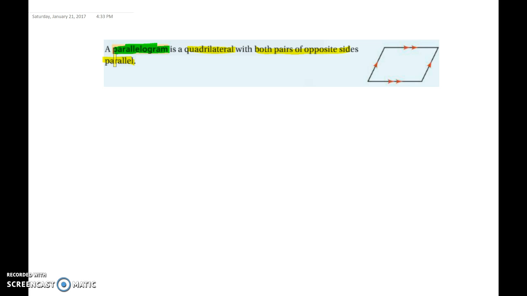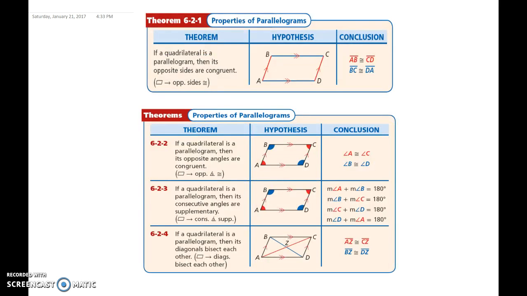Now, a parallelogram has other traits and characteristics. So you should pause this screen and write down all of this. It's important that you know this information. If it's a parallelogram, then opposite sides are not only parallel, but they are congruent. So the opposite sides are congruent to each other. In this case, segment AB is congruent to segment CD, and segment BC is congruent to segment AD.